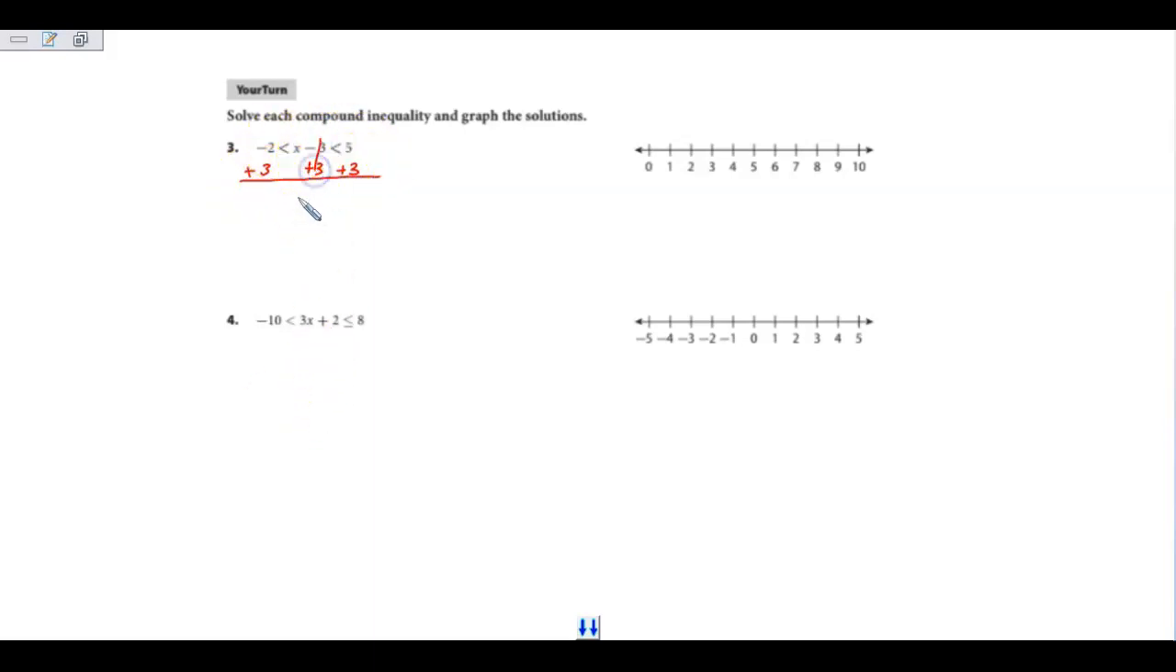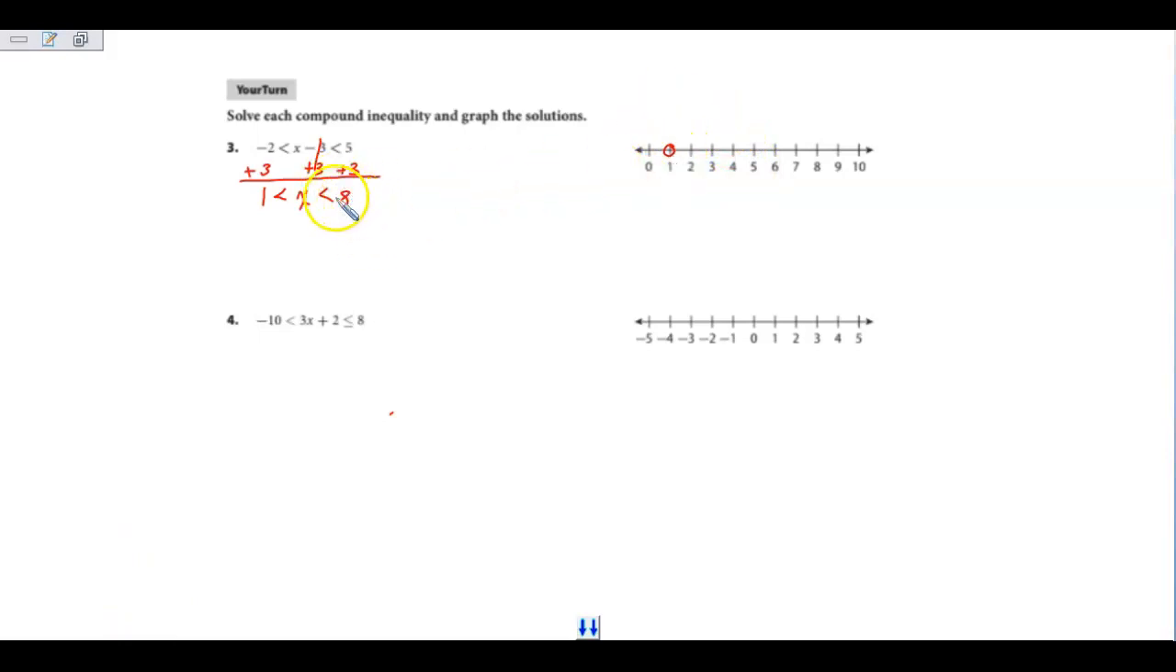This is gone. Bring down my x. 5 plus 3 is 8. And -2 plus 3 is 1. I did not multiply or divide yet, so signs just come down. I don't have to do anything else because x is by itself. So x is greater than 1. So it's greater than, which means it's hollow. And it's greater than 1. And it is less than 8.